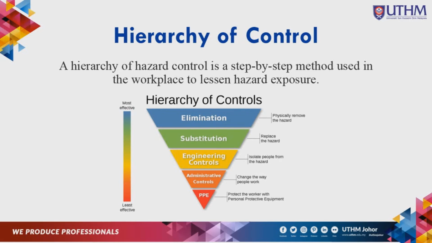Hierarchy of control. A hierarchy of hazard control is a step-by-step method used in the workplace to lessen hazard exposure. It starts with elimination, and then substitution, engineering control, administrative control, and PPE.